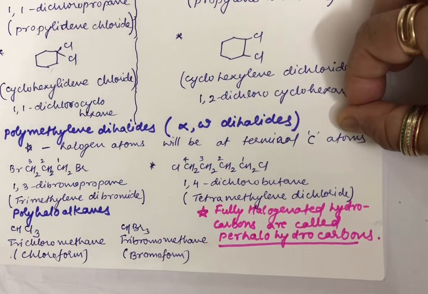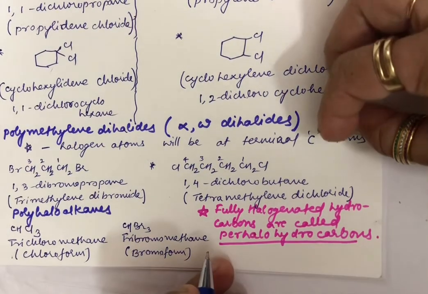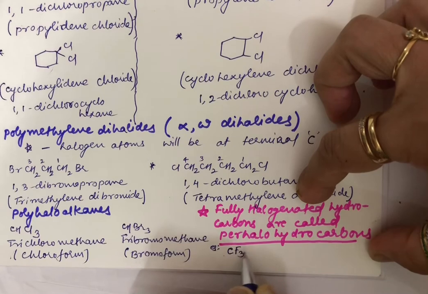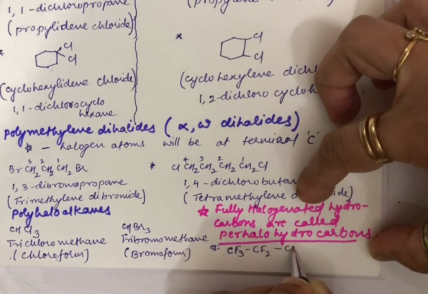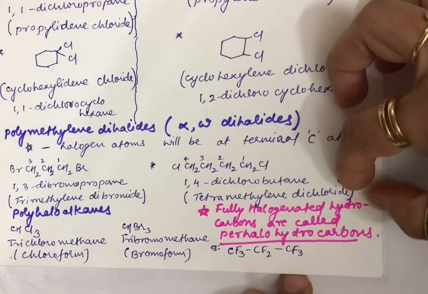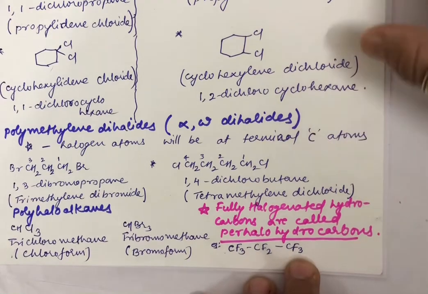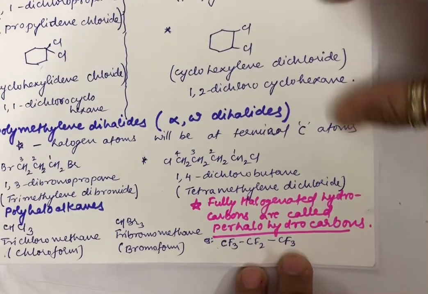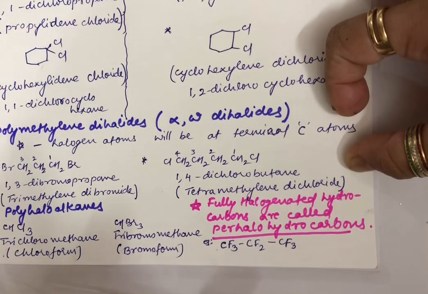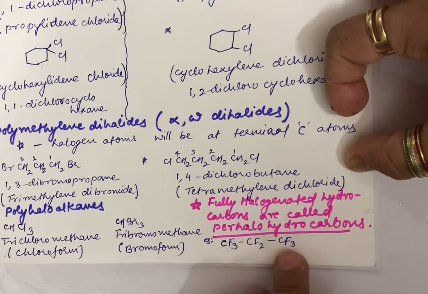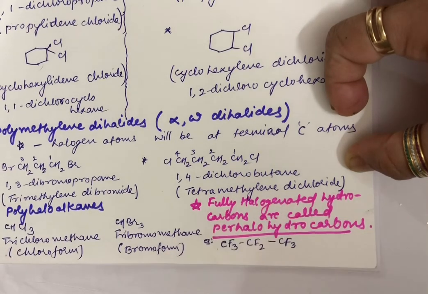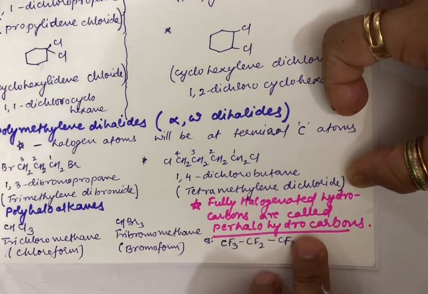Okay, now let me give you one example of such perfluorohydrocarbons. Just have a look at the example which I am giving you. CF3, CF2 and CF3. Now students, in the context of propane, you would write it as CH3, CH2 and CH3. What I have done is replaced all hydrogens by fluorine. So you can say it is a fully halogenated hydrocarbon. Propane was a hydrocarbon, but all H I have replaced by the halogen fluorine. So it is now a fully halogenated hydrocarbon. They are referred to as perhalohydrocarbons.